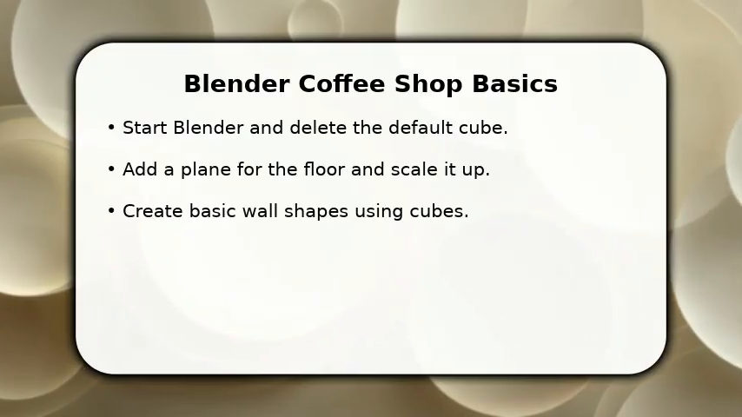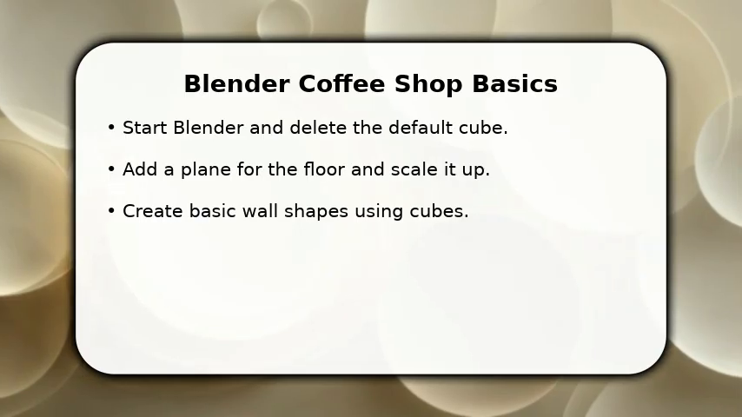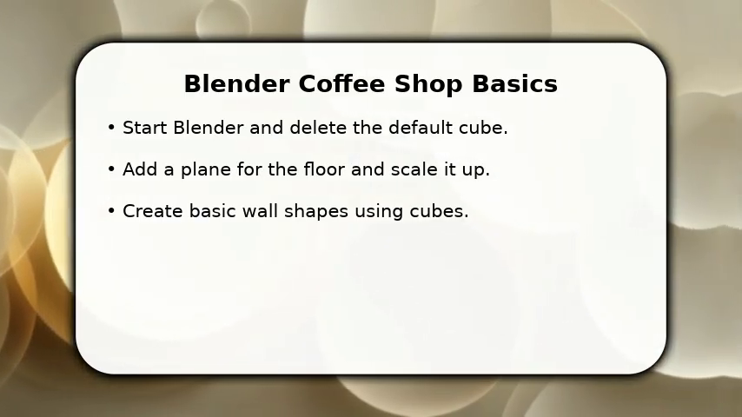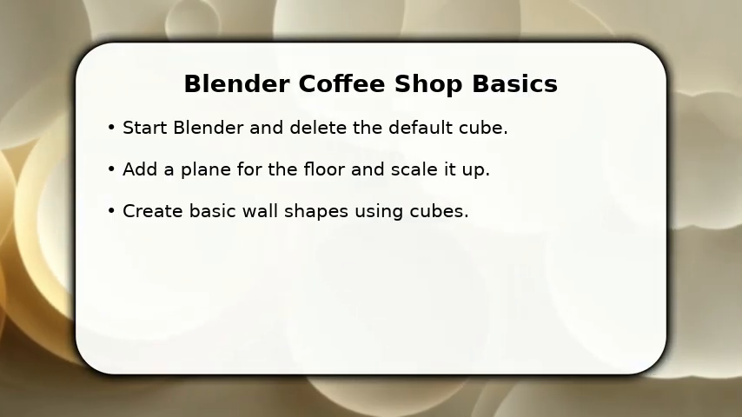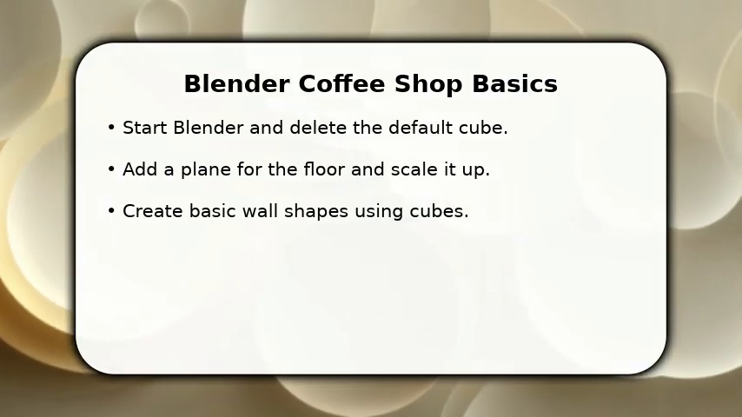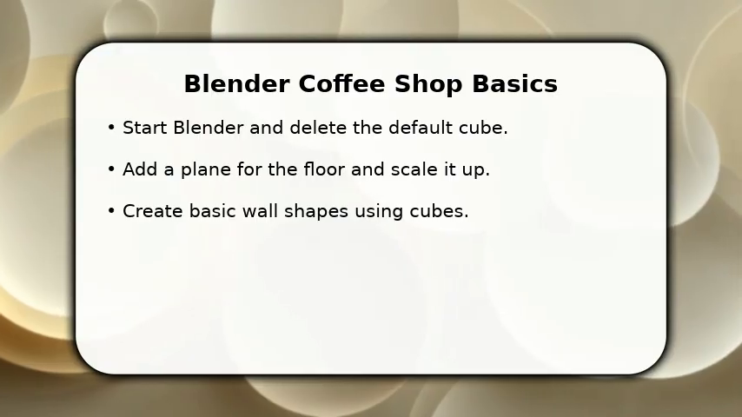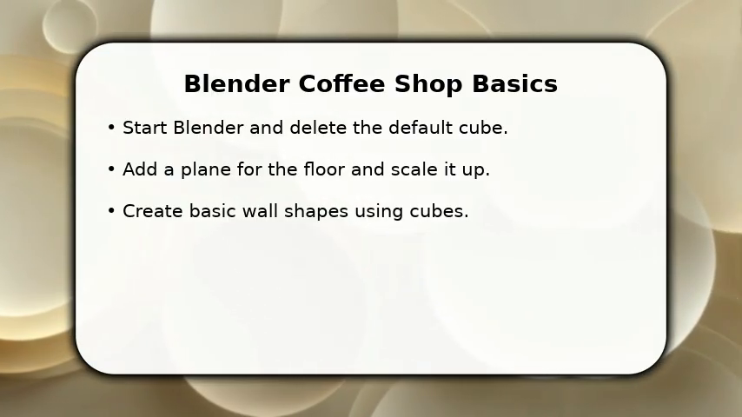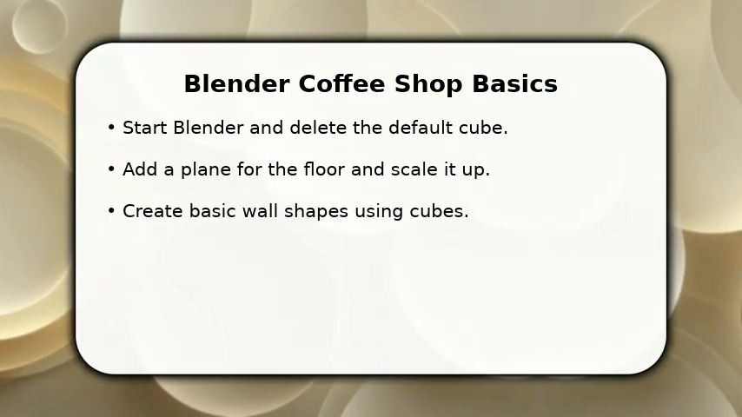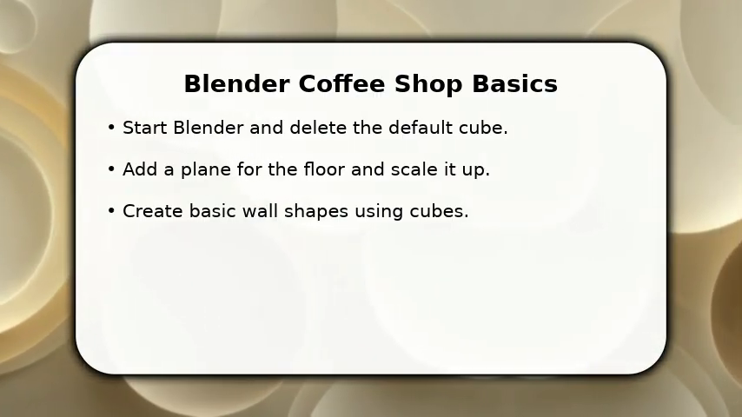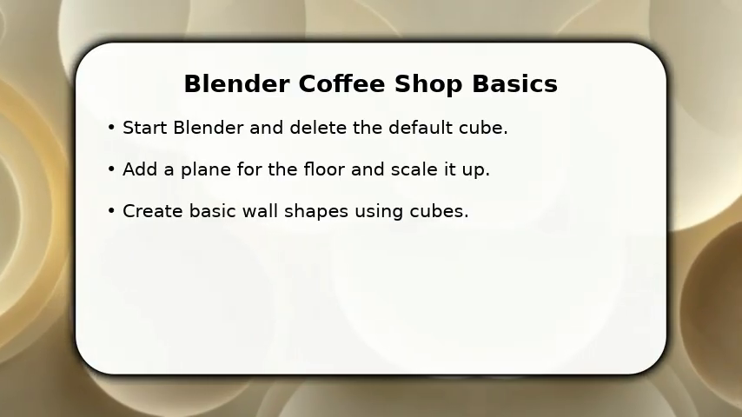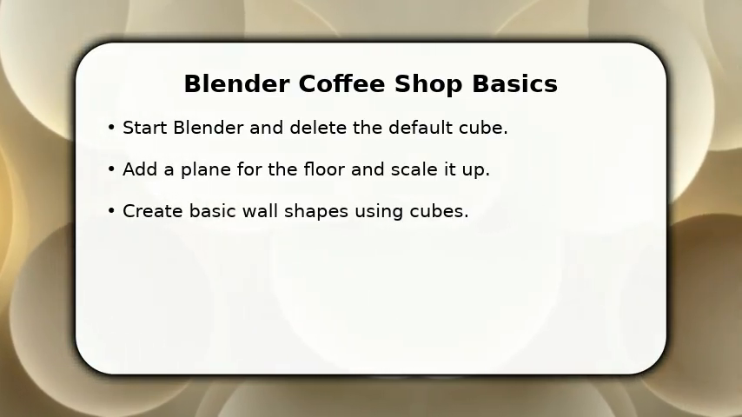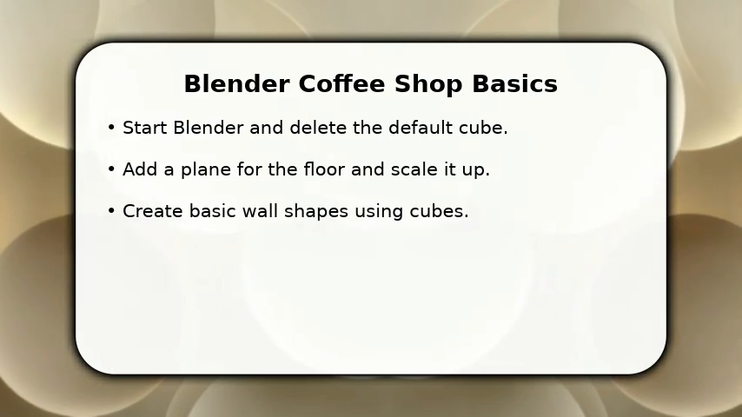In this video, I will show how to make a coffee shop in Blender. First, open Blender and remove the default cube. Next, add a plane and scale it to represent your floor, perhaps by a factor of 10. Then, use simple cube primitives to construct the basic wall structure, ensuring they are about 3 meters high. Finally, apply basic diffuse materials to give your floor and walls distinct colors, like a light brown for the floor and a cream for the walls, setting the scene for your cozy coffee shop.